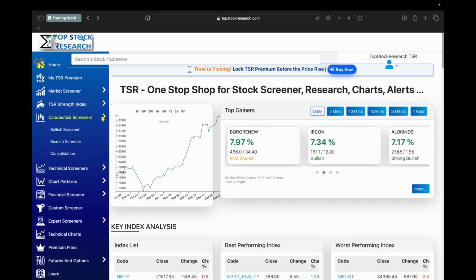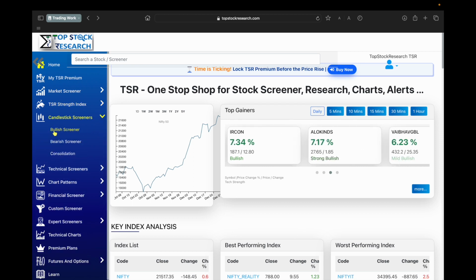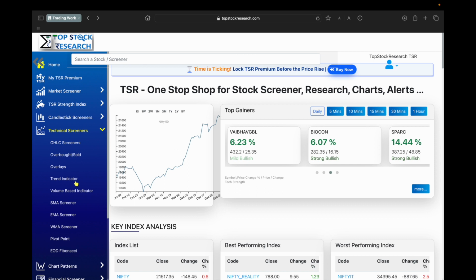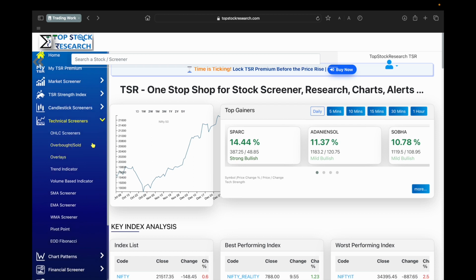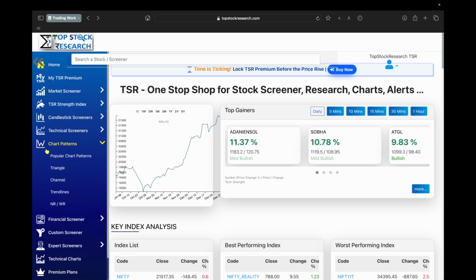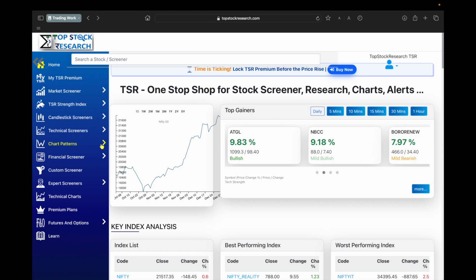Then the candlestick screener. In this area you have the bullish screener, bearish screener, consolidation, that kind of thing. Then the technical screeners, where you can screen a particular stock by some technical indicators. Then we have the chart patterns, such as the popular chart patterns, triangle, channel, trend line, these kinds of stuff. We are going to look at these, and how to use this website.